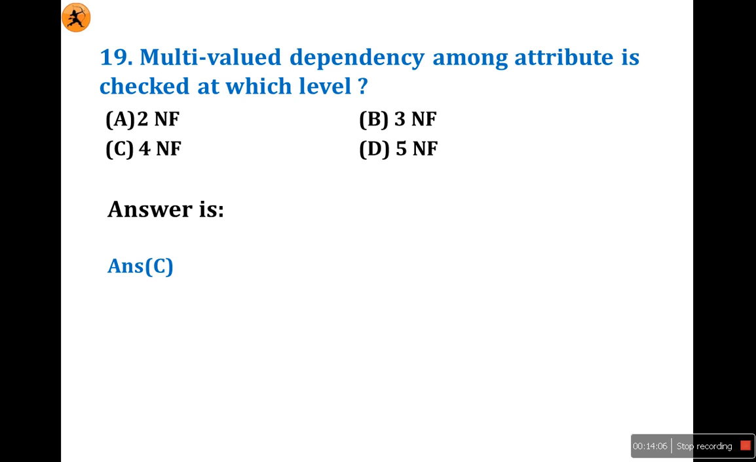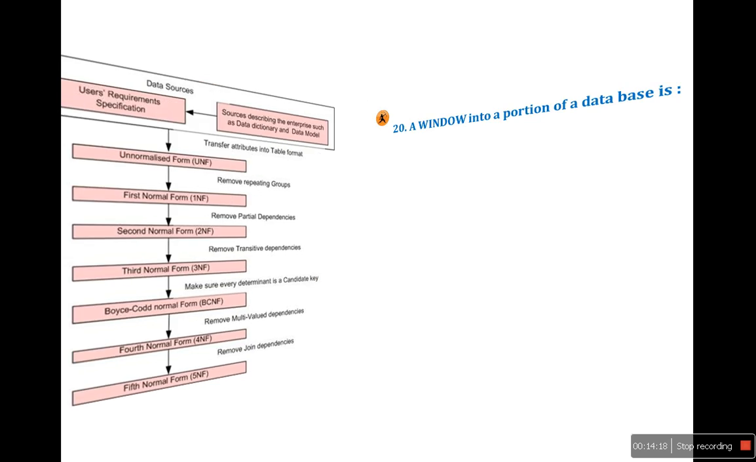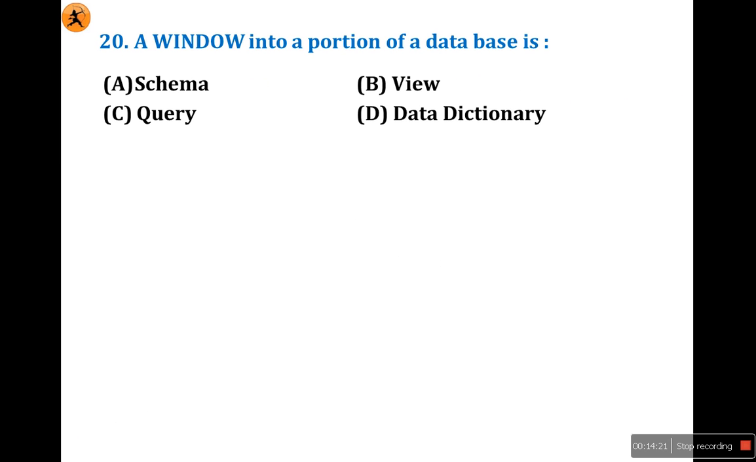Every time, at least one question is based on normalization. Okay, just keep this in mind. You should know all the normal forms and their key features. Then we'll move to the last question. A window into a portion of a database is a view. Obviously it is view, because you are looking at a portion of a database. Direct question. There is no other shortcut method. So 20th question, a window into a portion of database is view.